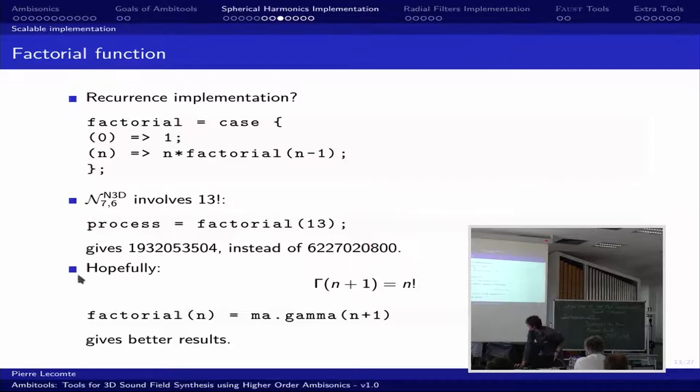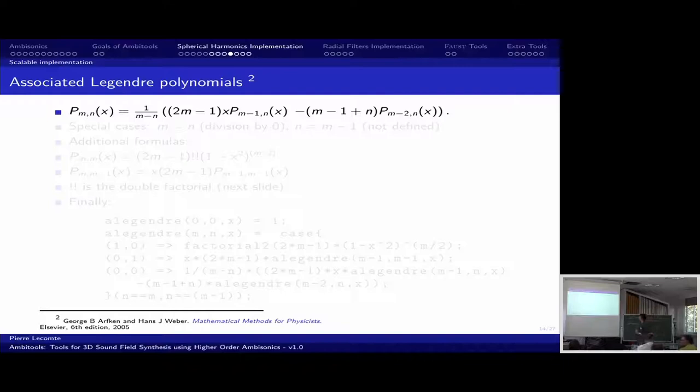Okay, then the associated Legendre polynomial. If you open this kind of book, Mathematical Methods for Physicists, you have a lot of formulas with recurrence and stuff, which helps a lot for the implementation. For instance, you can compute the associated Legendre polynomial with this formula here. But you can see that there is a special case: when m equals n, the first term is 1 over 0, so it doesn't work.